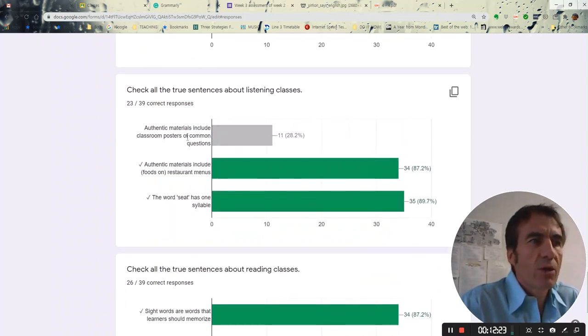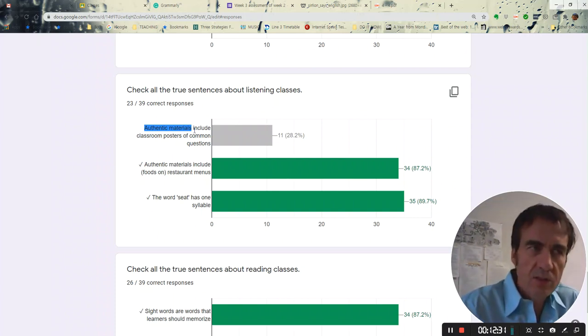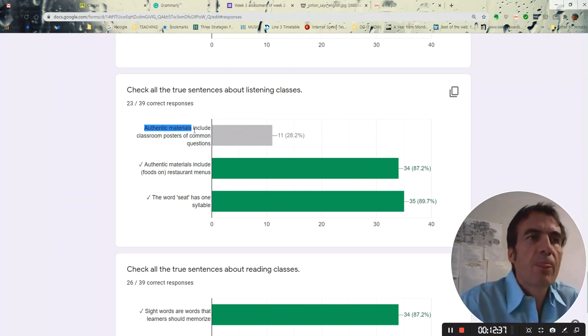Check all the true sentences. Authentic materials. Now, we said these are materials which are unsimplified. They're not made for the English classroom or any educational classroom. They are things that you're taking from the real world. So it could be maps.